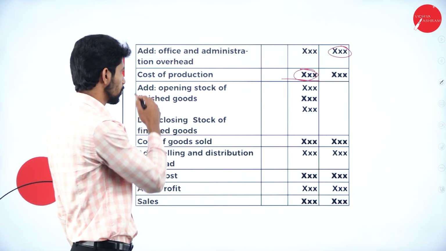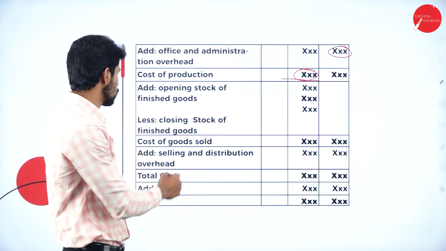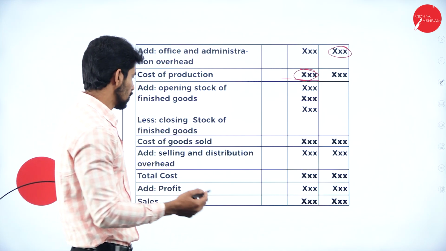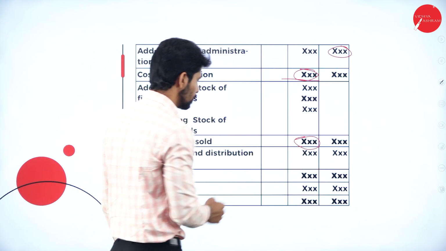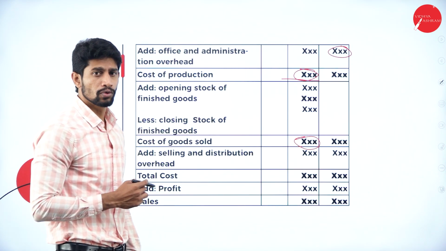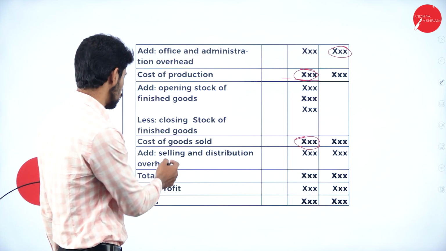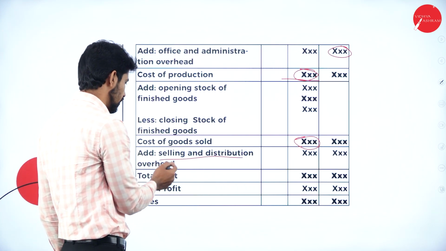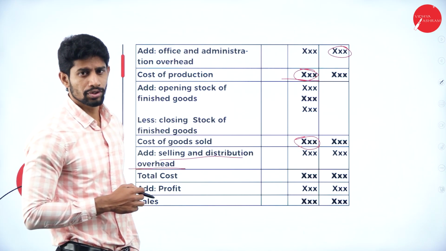Next, for cost of production, add the opening stock of finished goods and less the closing stock of finished goods. You are going to get some balance here. This balance is called cost of goods sold. So for cost of goods sold, add selling and distribution overhead.